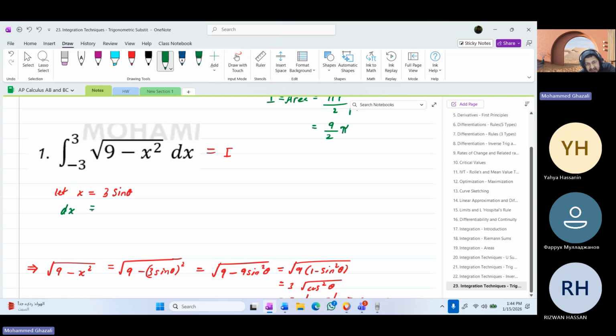So dx is equal to, what's the derivative of sine theta? It is 3 cos theta d theta. Okay, now modifying this, remember what is sine theta? Sine theta is x over 3.